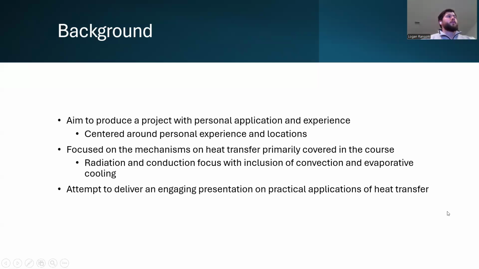So the goal of the project was to produce a product steeped in personal application and experience. This project was centered around three physical locations and climates that I have personally lived in. The next focus was on the mechanisms of heat transfer, primarily covered in the course, being conduction and radiation, while also covering convection and evaporative cooling aspects of heat transfer as well. Overall, the goal was to create a study on an engaging topic with practical applications to everyday life.